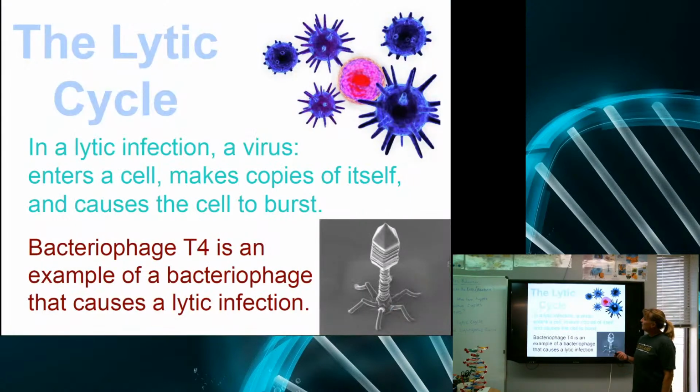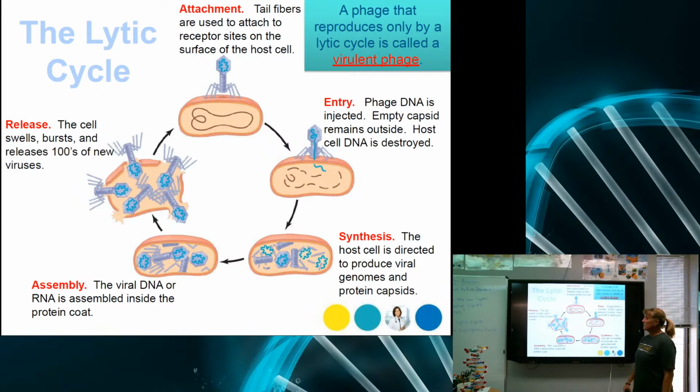Just a quick overview. The lytic cycle is the short cycle. As you can see, the virus comes to the cell, it attaches to the receptors of the cell. That's what the little extensions are for. And then it injects the DNA into the cell. It begins to make virus parts, assembles the viruses. Then the cell is destroyed and the viruses are released to go infect other cells.